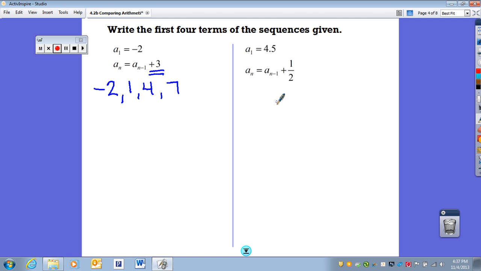In the next example, my first term, or a sub 1, is 4.5. Then according to my rule, to get all my other terms in my sequence, I simply have to add 1/2.